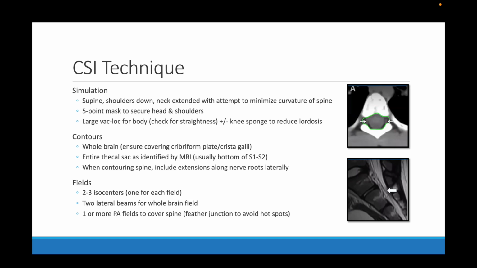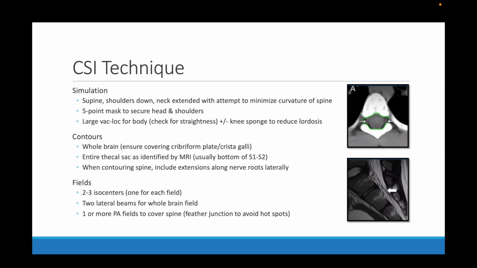And each field is going to have a different isocenter. So typically we have 2 to 3 isocenters. So 1 isocenter for the whole brain field, and then 1 or more additional isocenters depending on how many PA fields we need to cover their entire thecal sac. So when we simulate these patients, we really want to be conscientious of how our fields are going to be entering the patient and what we can do to make that flow as smoothly as possible.